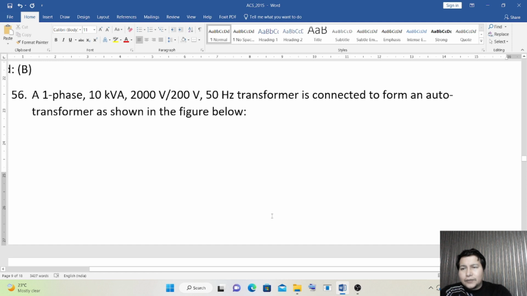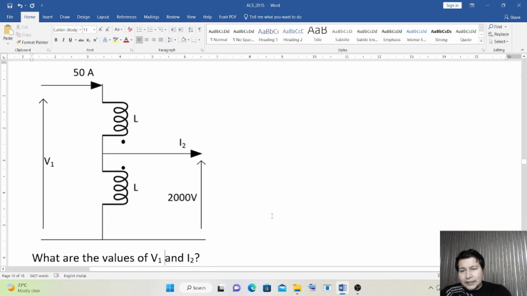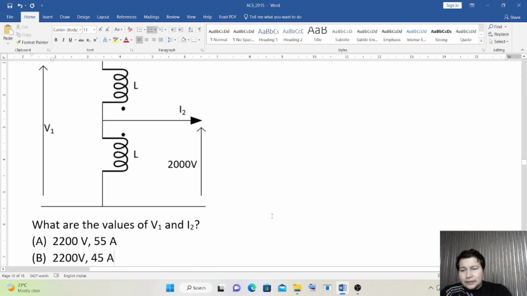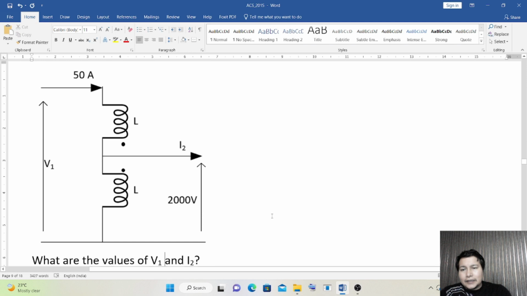56 number question. A single phase 10 kVA 2000 volt per 200 volt 50 Hz transformer is connected to form an auto transformer as shown in the figure below. Eto problem koribo lagibo actually, enake koi thakile lav nai. To koile yar answer to ahibo option D. Eto apply kori chabo D number to correct hoy na noy. Eto dekhai disu ebar diagram to.